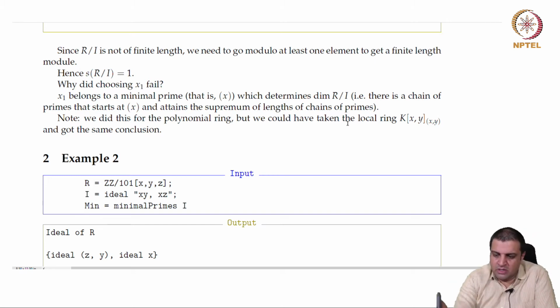Okay, but in this particular case, it's easy to see that if I had done the same calculations over the local ring, we would have got the same result.